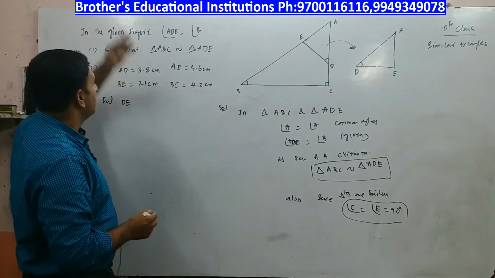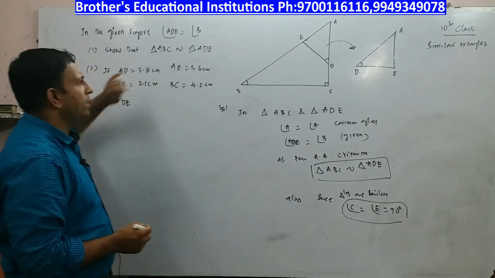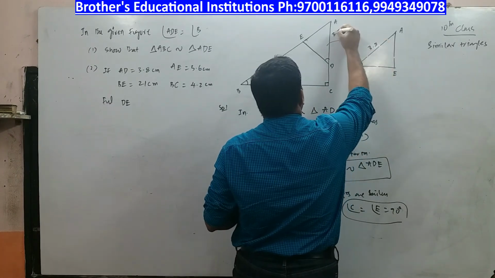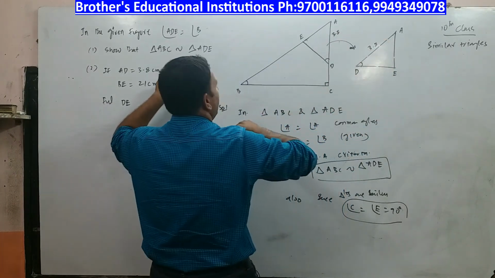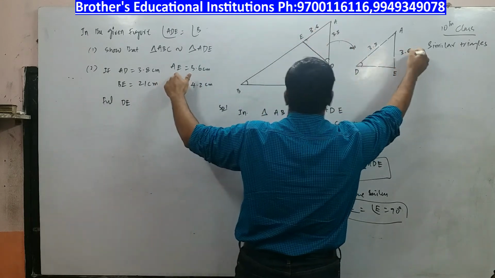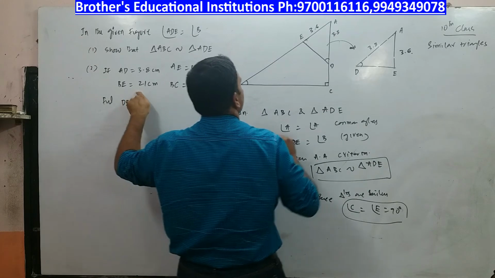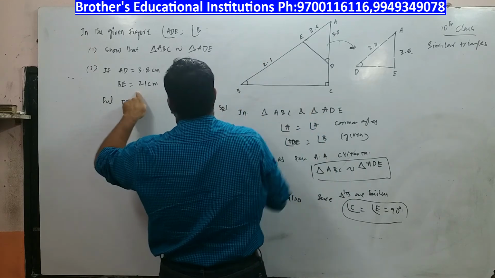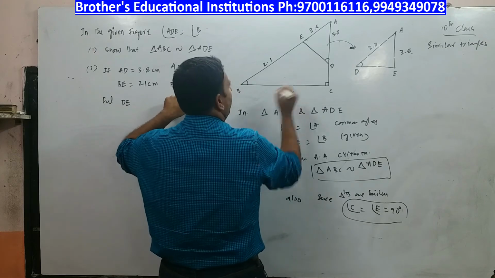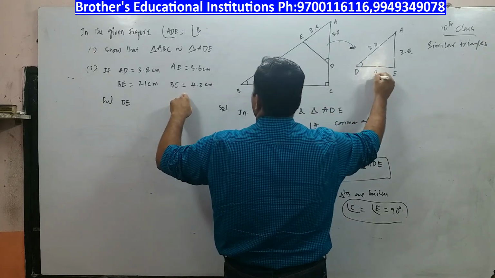The job is done. The next job: AD is equal to 3.8. Let us write AD equal to 3.8. I write here also 3.8 centimeters. AE is equal to 3.6. I write here also 3.6. BE is equal to 2.1. And then BC is equal to 4.2. This is 4.2. And what are you supposed to find? You are supposed to find DE.